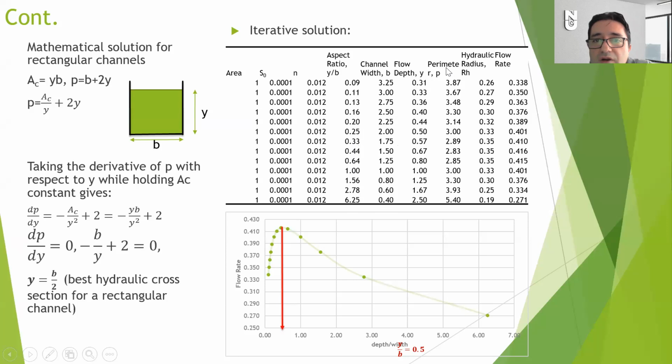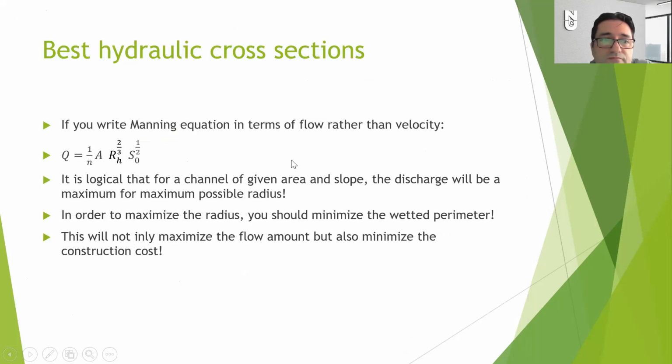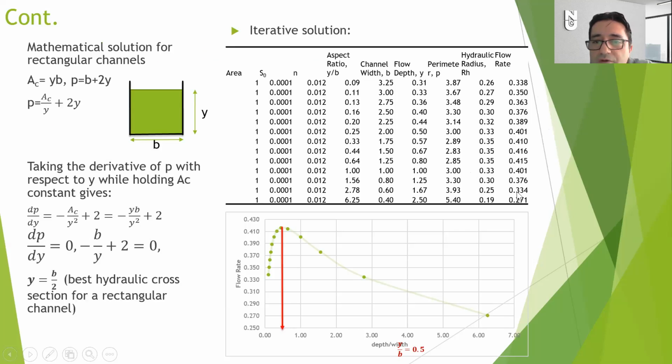And here I calculated parameter values for you. Perimeter is easy. It is b plus 2y. And also I calculated here the hydraulic radius. And finally, the flow rate is calculated by using the equation of Manning. Okay. And I calculated flow rate for you here.